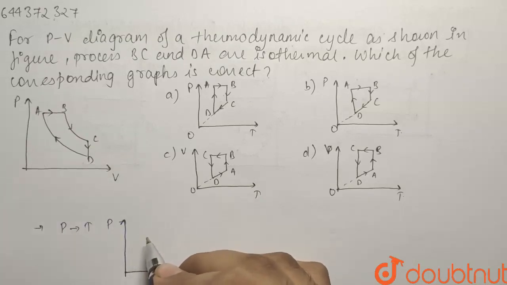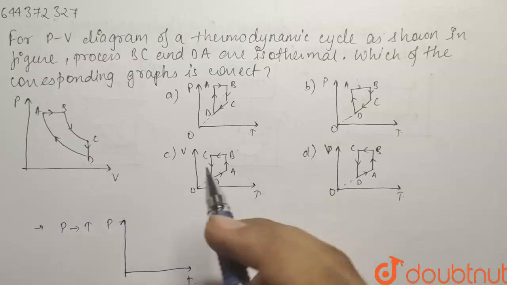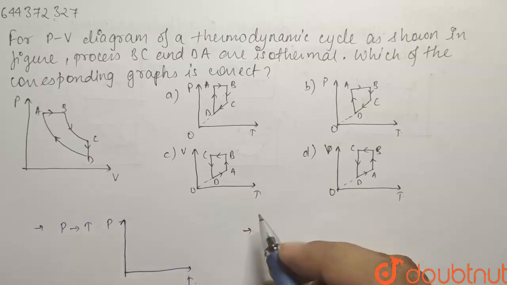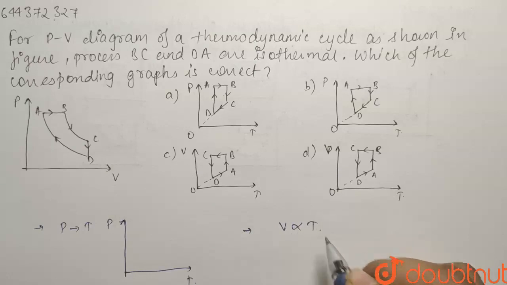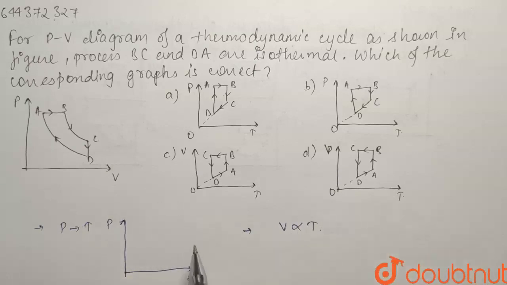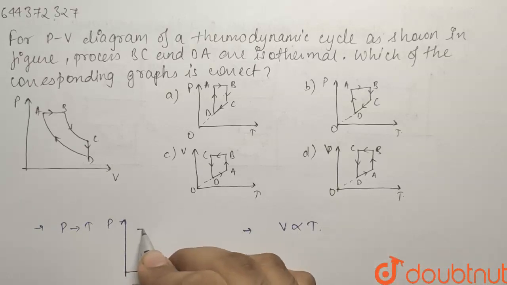The volume is increasing, and if pressure is constant, we know volume is directly proportional to temperature. So if volume is increasing, temperature will increase as well. So our process AB would look something like this.